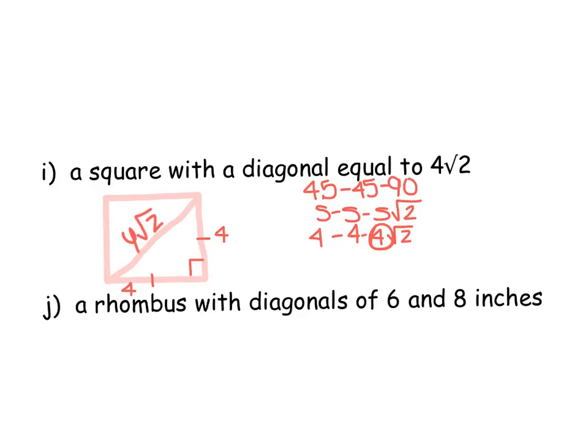So that is how we would get the sides for this square. Our perimeter for the square would be 16 units.